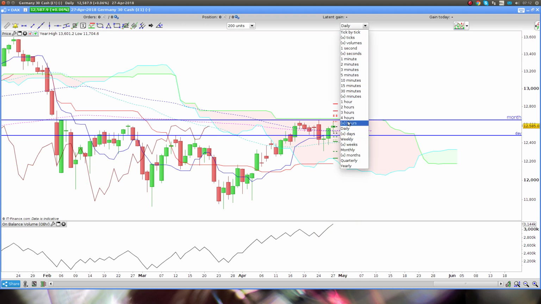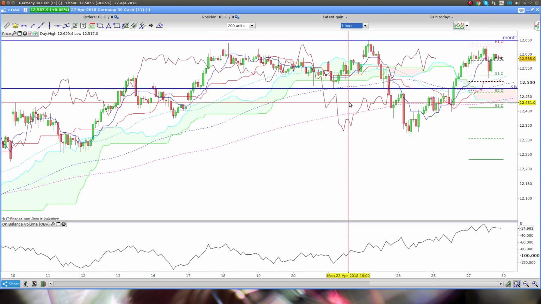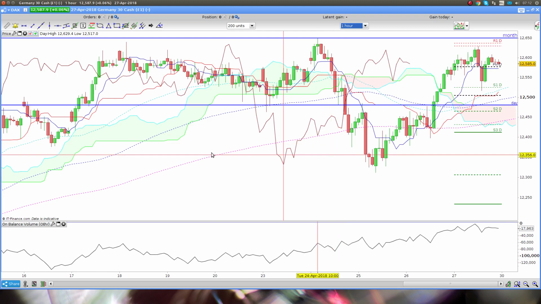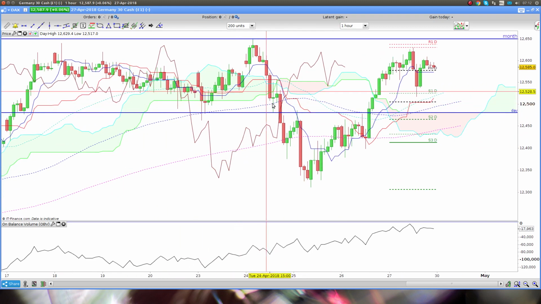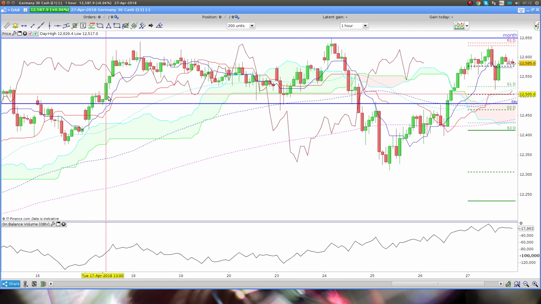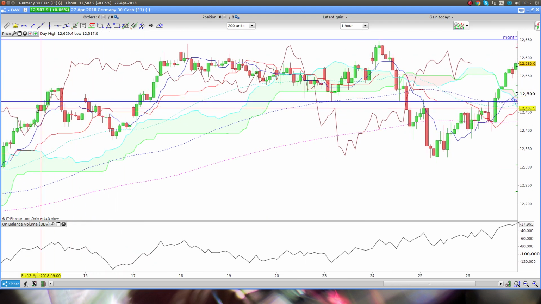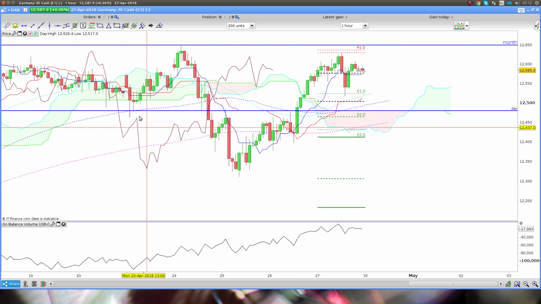Let's go straight to the 1 hour. Okay, so on the daily, can you see how price interacts with this level? Look, there's a tail, there's a tail, there's a tail, there's a bounce on it, there's a bounce on it. So this is a critical level.